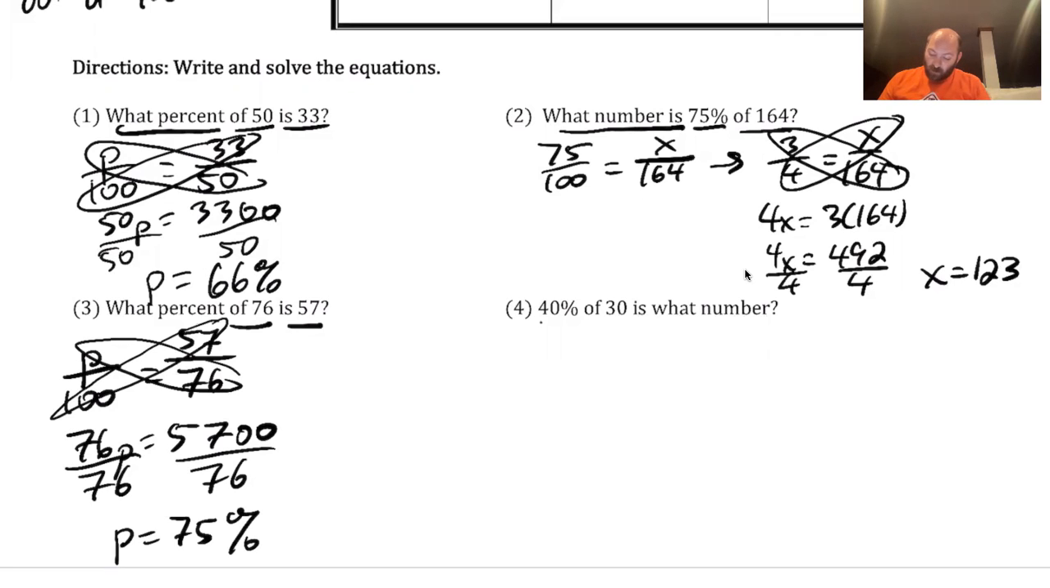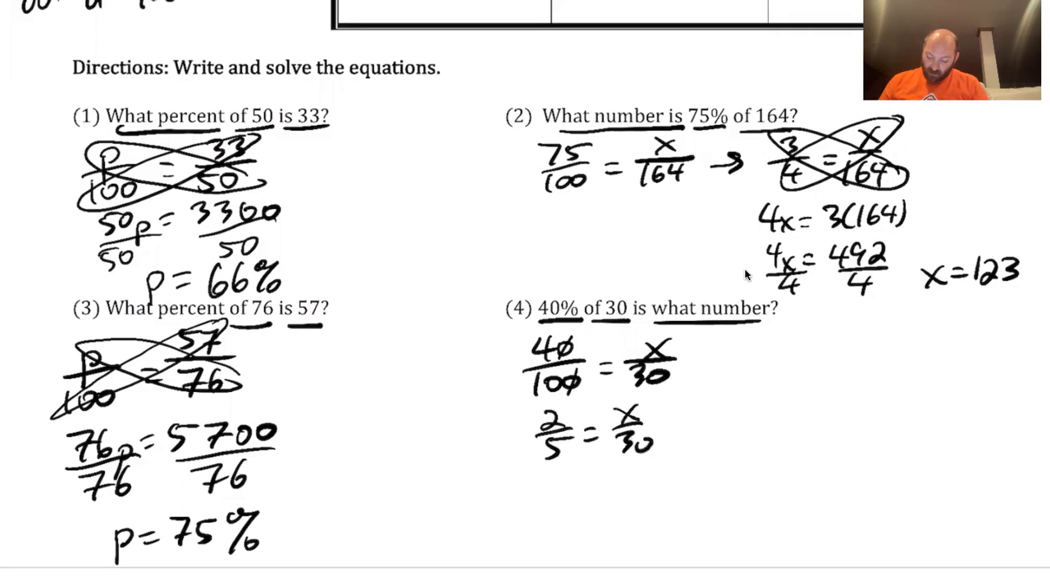And then the last one on here: 40% of 30 is what number? Again, I can reduce this. First I'm going to get rid of the zeros, so I've got 4 over 10. I can divide both by 2, so it'll be 2 over 5 equals x over 30. Just makes it a little bit easier on myself. So I'm going to have 5 times x equals 2 times 30.